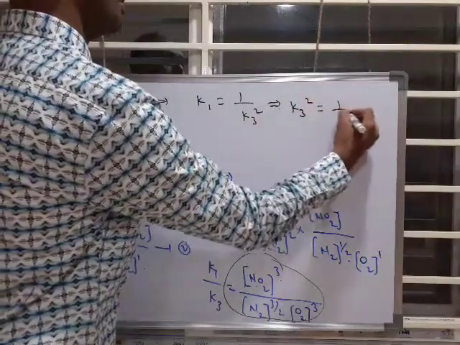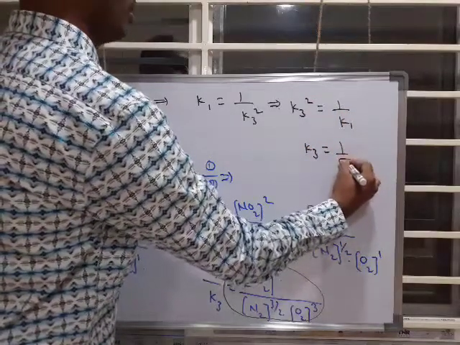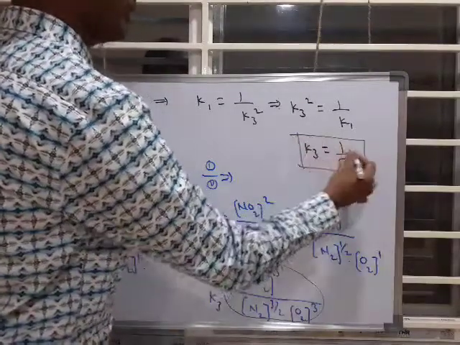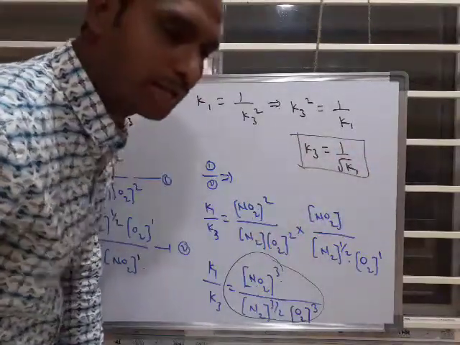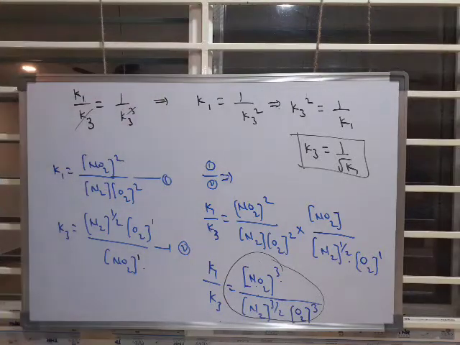K3 square is equal to 1/K1. So K3 is equal to 1/root K1. So malli ade vastundi relation. So root K1, that is 1/√100. We will get the 10 value. Okay, 1/10 and 0.1.